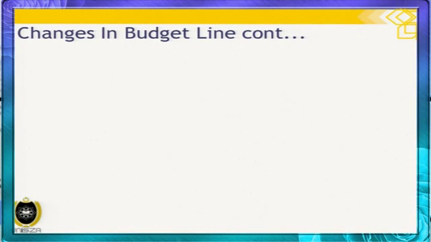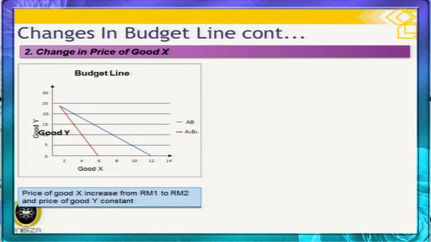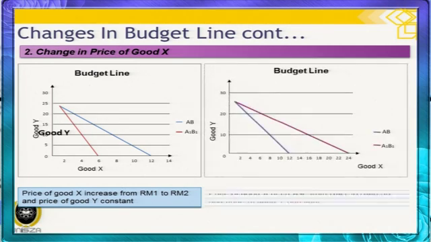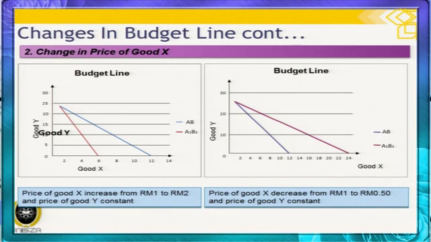Second, changes in the budget line will be affected by changes in the price of good X. As we can see from the graph, the price of good X increased from 1 ringgit to 2 ringgit and the price of good Y is constant. Second, the price of good X decreased from 1 ringgit to 50 cents and the price of good Y is held constant.